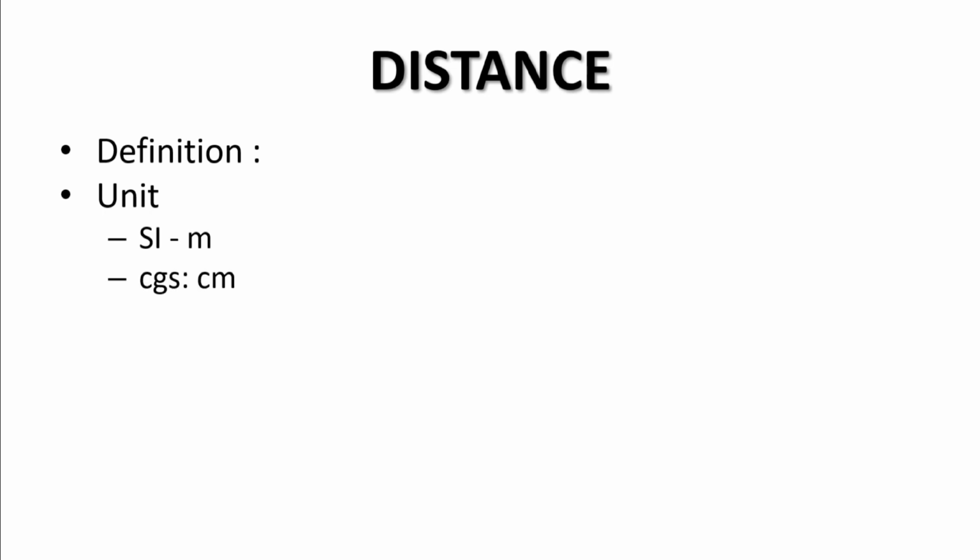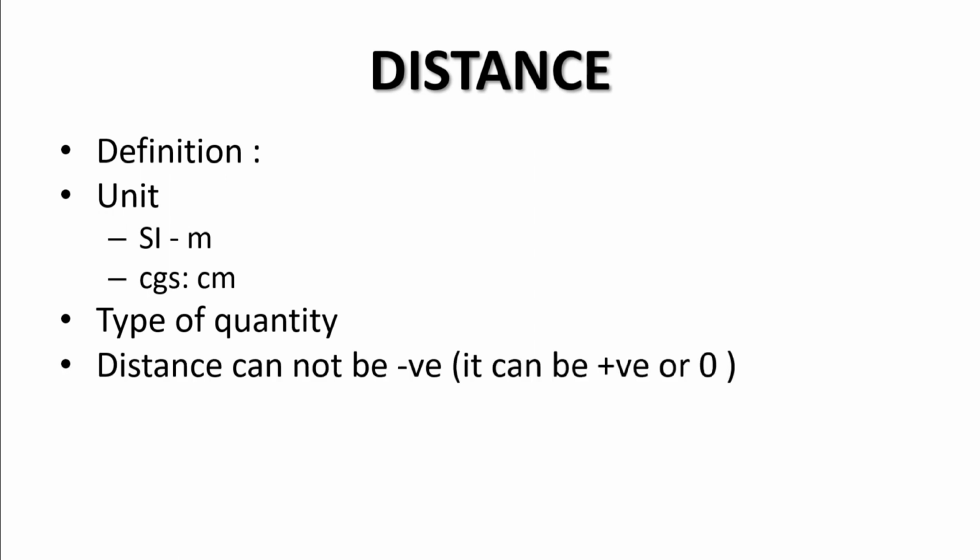The most basic quantity that we use to describe motion is distance. Distance is how much ground or path an object covered during its motion. Its SI unit is meter and its CGS unit is centimeter. Distance is a scalar quantity, which means that it has only magnitude and no direction. Distance cannot be negative, it can only be positive or zero.